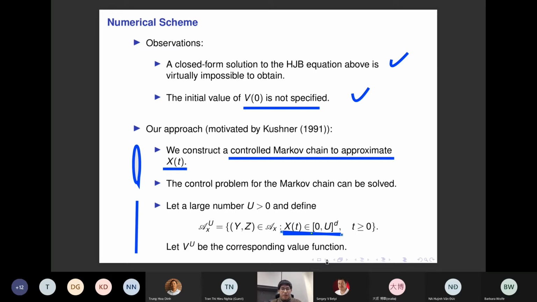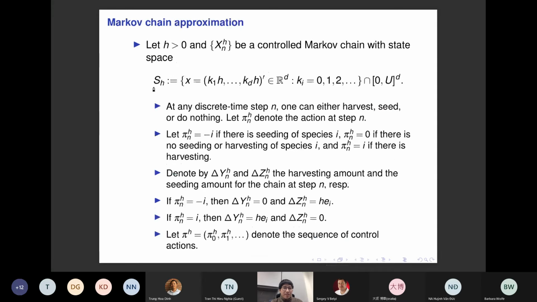So we will take U a large number. Now, it's quite technical to construct a Markov chain. We will use a partition of the compact set 0 to U to the power D. So each state has components K1h, K2h, until Kdh. And so you have a state space Sh.